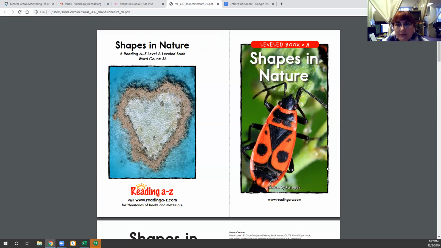What do you think this book will be about? Well, the title is Shapes in Nature, and we just talked about shapes. So, could it be about finding shapes? And I see a bug here, and bugs are found in nature. So maybe we're going to talk about shapes that we see. So let's keep that in mind.